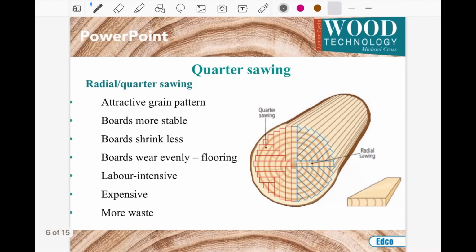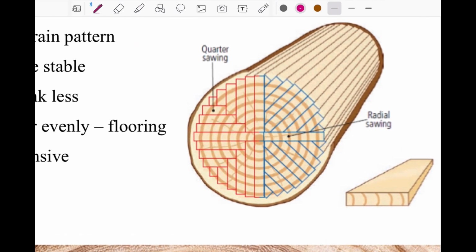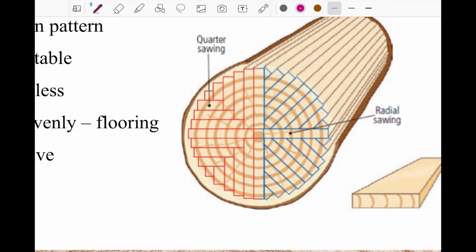All right, moving on. Next one is quarter sawing. Now, the best piece of information I could give you on this one is that in order to recognize it in an exam, anytime you look at an exam, because there's a few, and even this diagram is showing you two different ways we can do quarter sawing. There's more than two ways.